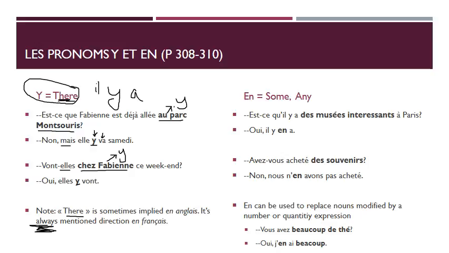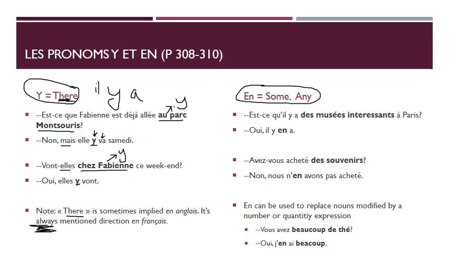Pretty cool, right? Now, there's another one that I want to show you, and that is en. And it can mean some or any. So, par exemple, est-ce qu'il y a des musées intéressants à Paris? Are there any interesting museums in Paris? Now obviously the answer is yes. I haven't even been to Paris and I know that.